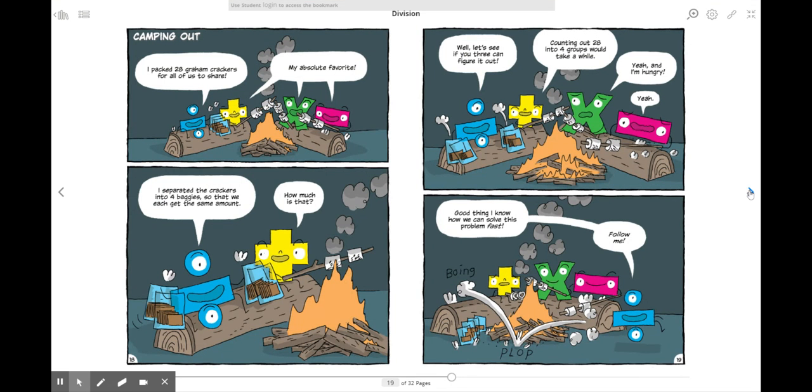Camping out. I packed 28 graham crackers for all of us to share. My absolute favorite. I separated the crackers into 4 baggies so that we each get the same amount. How much is that? Well, let's see if you 3 can figure it out. Counting out 28 into 4 groups would take a while. Yeah, and I'm hungry. Good thing I know how we can solve this problem fast. Follow me.